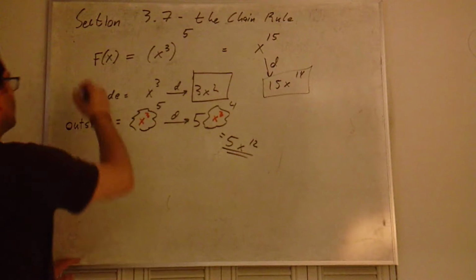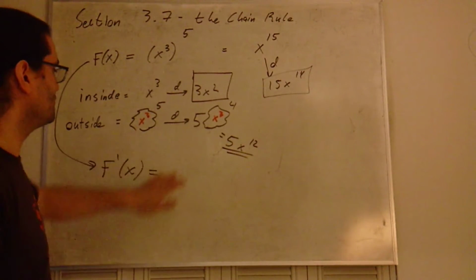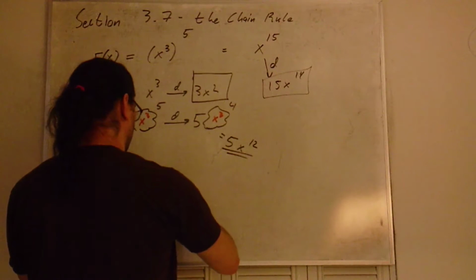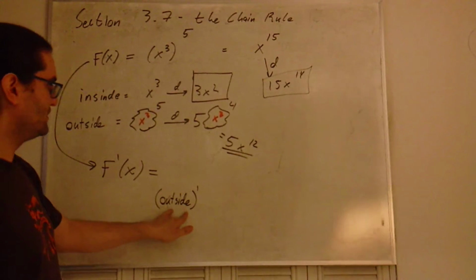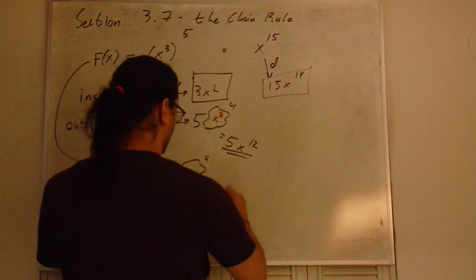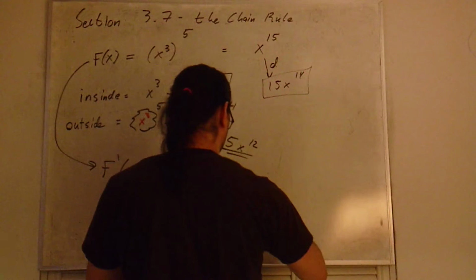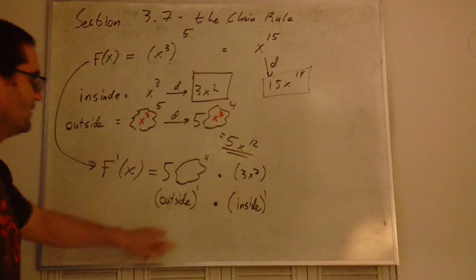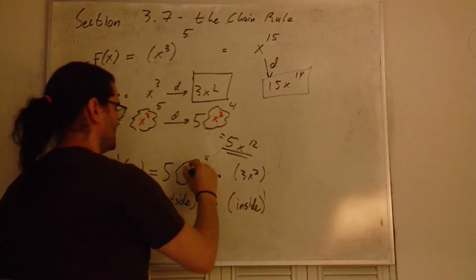So the derivative f prime of x should be the derivative of the outside, say outside prime, which is 5 blobs to the fourth, multiplied by the derivative of the inside, which is 3x squared, and the blob never changes. It used to be an x cubed, still an x cubed.